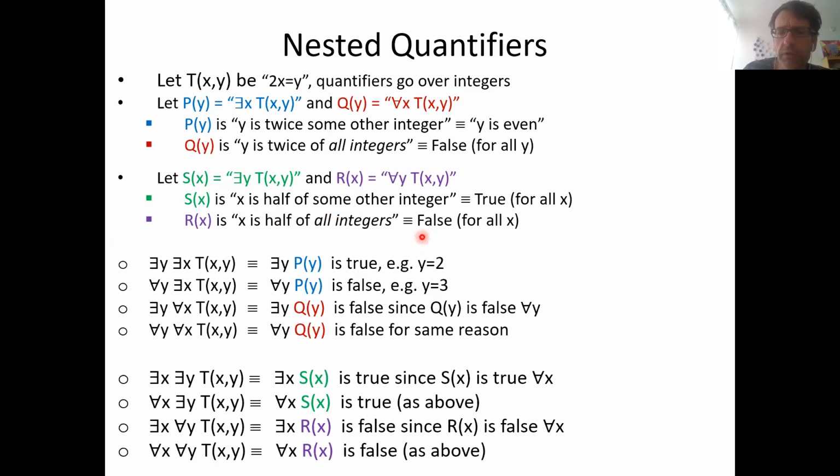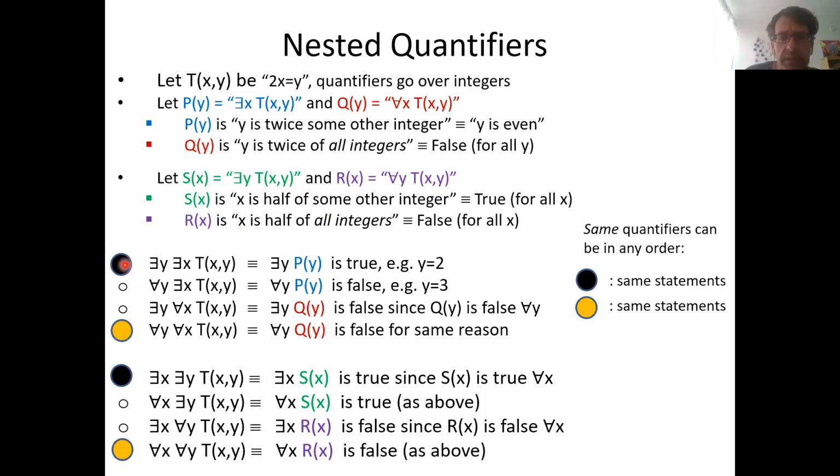Well, that's patently false. It cannot be that x is a half of every integer, right? So this predicate is false for all x. And so these statements are also easy to evaluate. They're both false, right? Indeed, there's relations between these things.